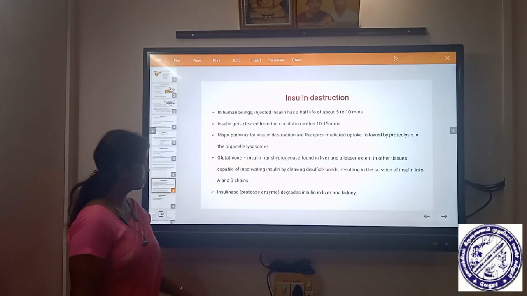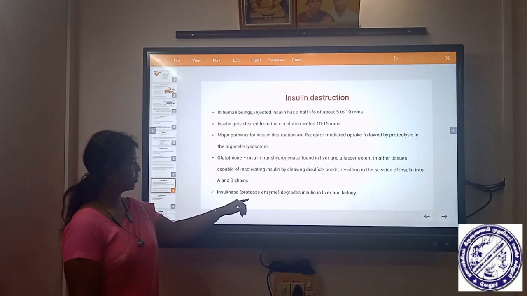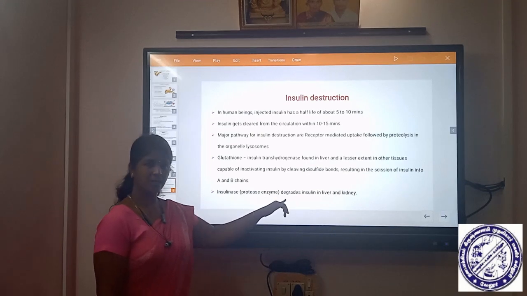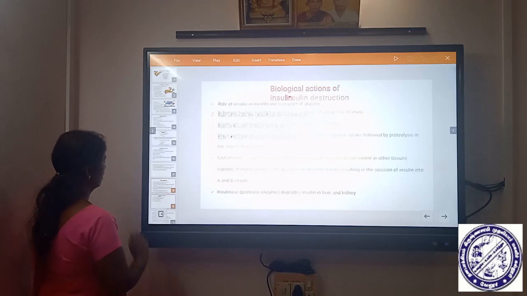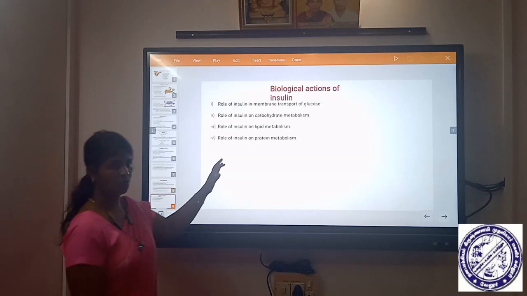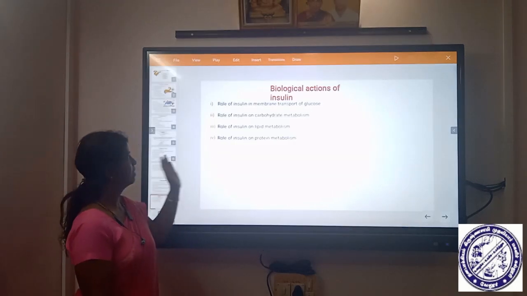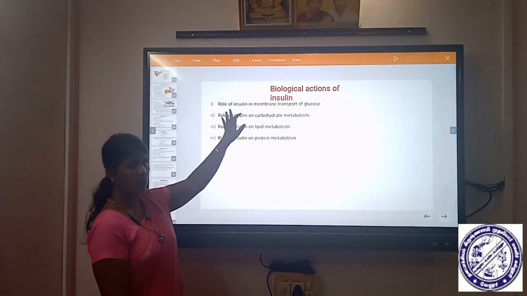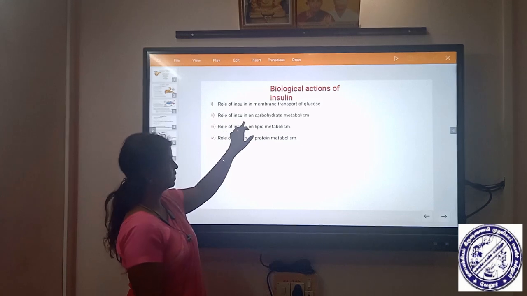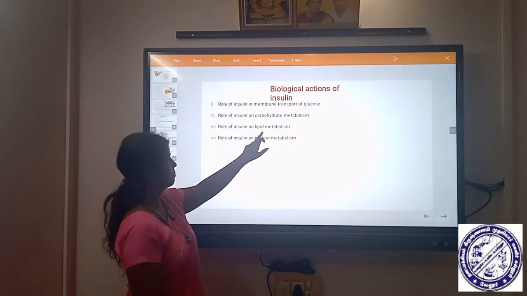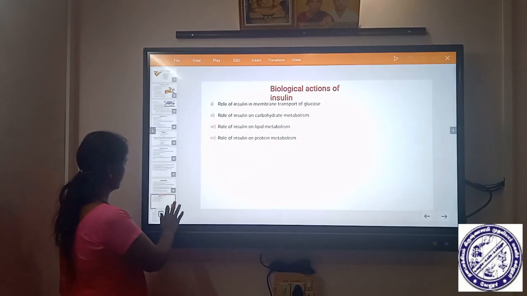Then another enzyme is insulinase. It is a protease enzyme. It degrades insulin in the liver and kidney. Then the biological actions of insulin. There are four major biological actions. One is the role of insulin in membrane transport of glucose, and the role of insulin in carbohydrate metabolism, lipid metabolism, and protein metabolism.